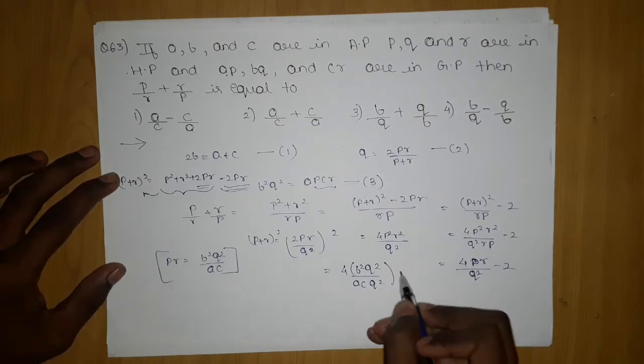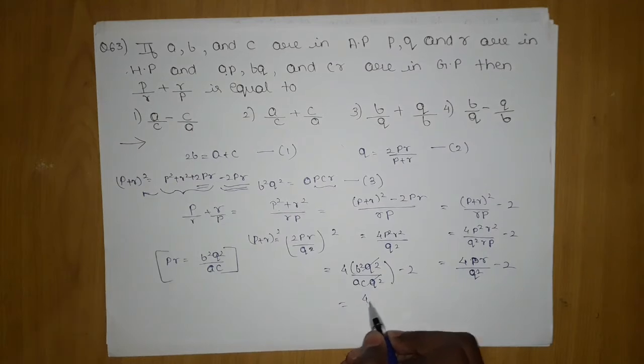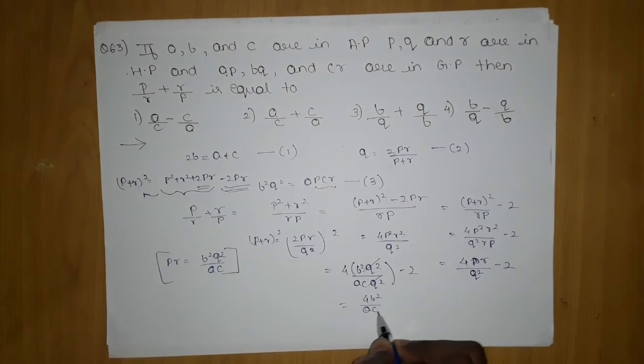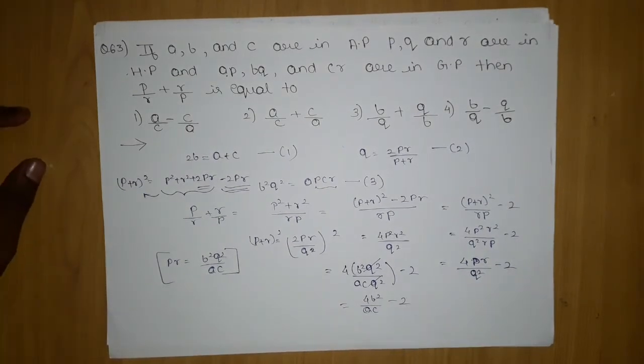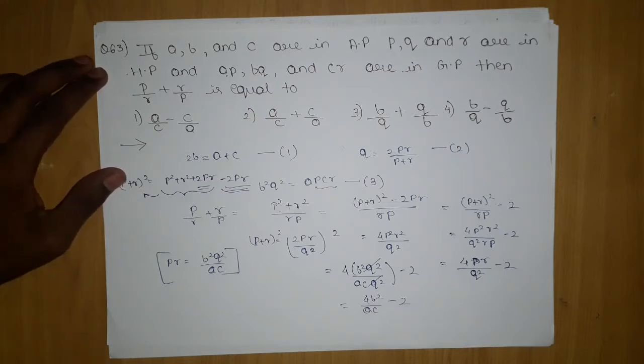Okay, so I got this thing. This and this will cancel out, giving me finally 4b square upon ac minus 2. So we are getting this value. Now after this, what can we think?